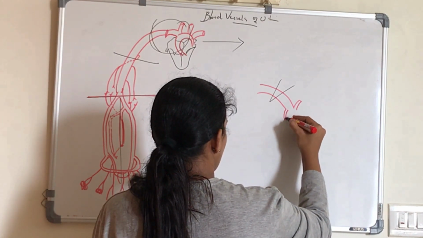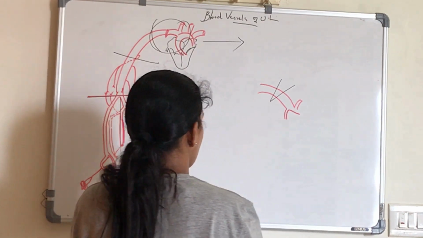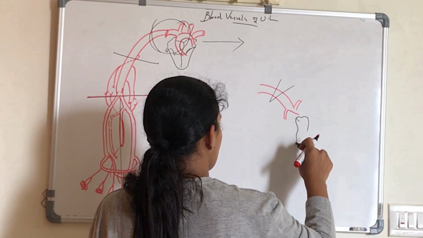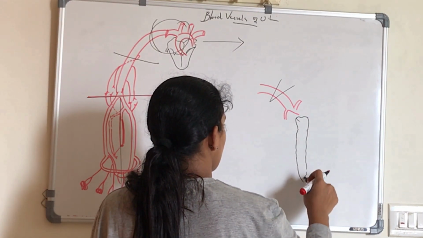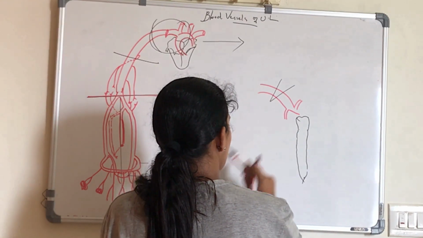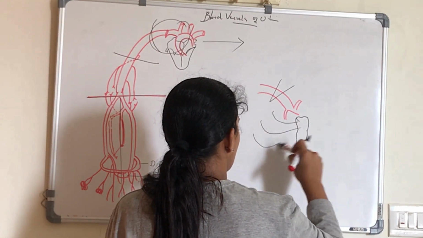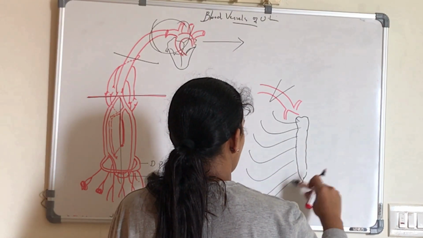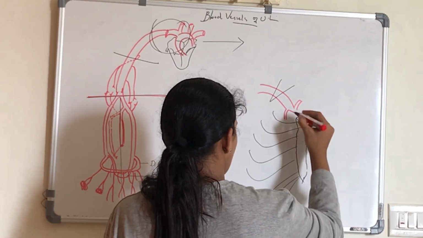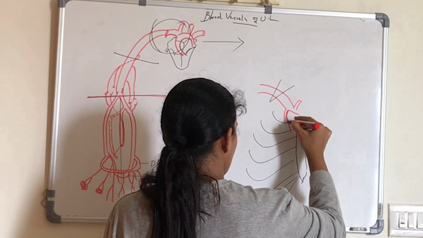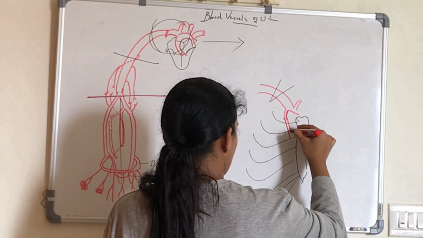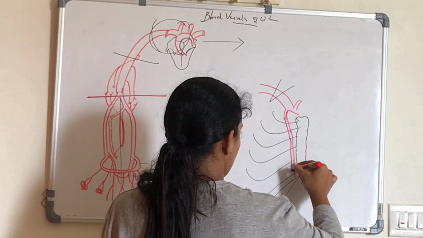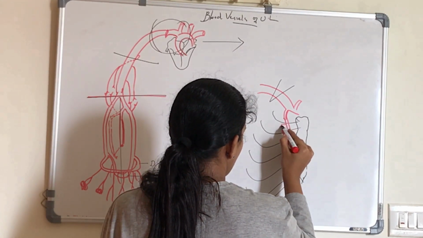So now we have seen about the vertebral artery, its course, and V1 syndrome. Next comes the internal thoracic artery, which enters into the thoracic region. It descends downwards, runs approximately 2 cm lateral to the lateral border of sternum. Yes, the artery is running near the lateral border of sternum.